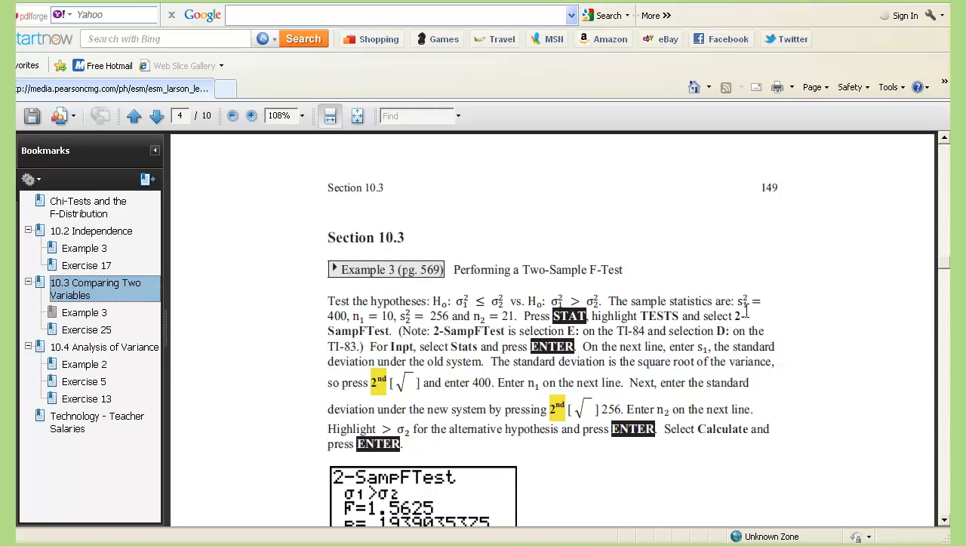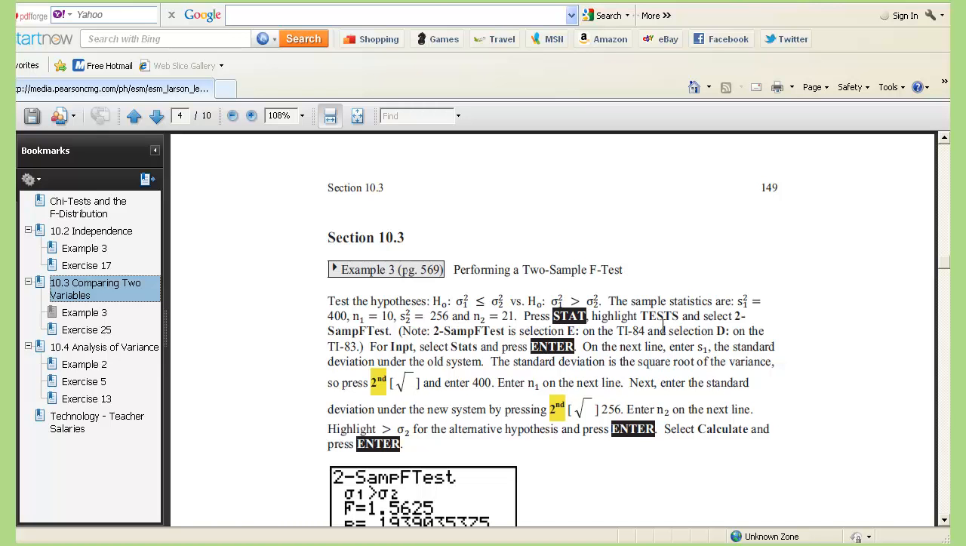And the sample stats is going to be 400. There's 10 entries in this example, not like the one that you're getting ready to do on the calculator. 256 is the second variance, and 21 entries in the sample. So what you do is you find the stat key on your calculator, and the stat key is sort of in the middle of the calculator. It's over near the up and down arrow buttons.